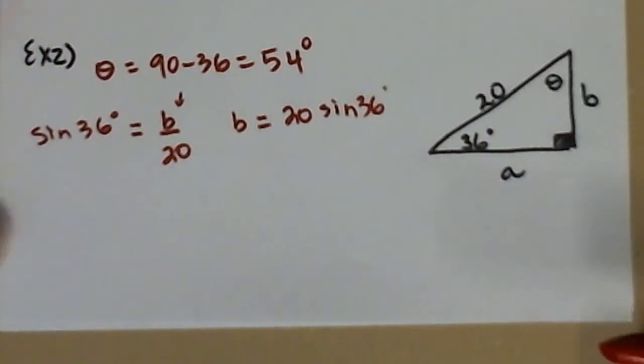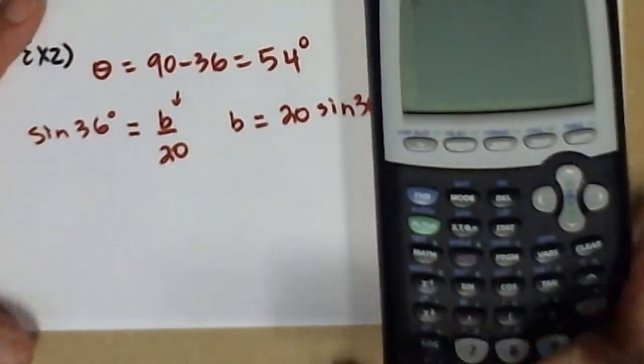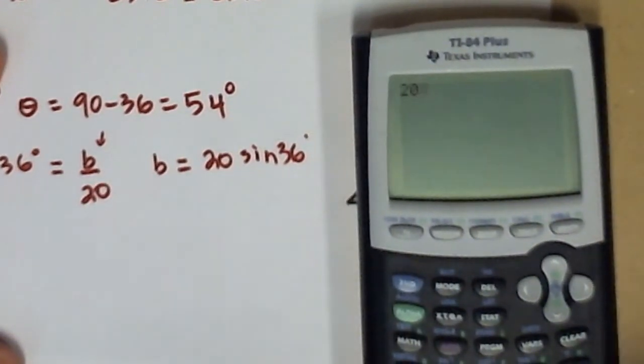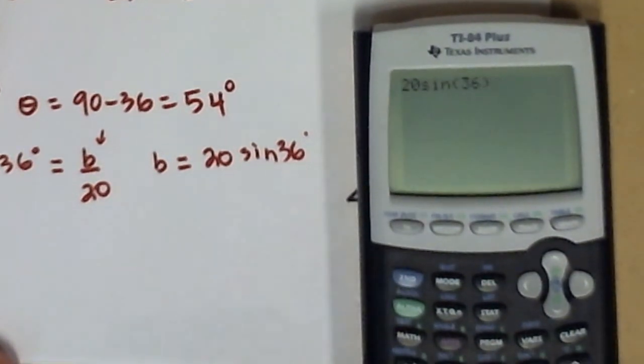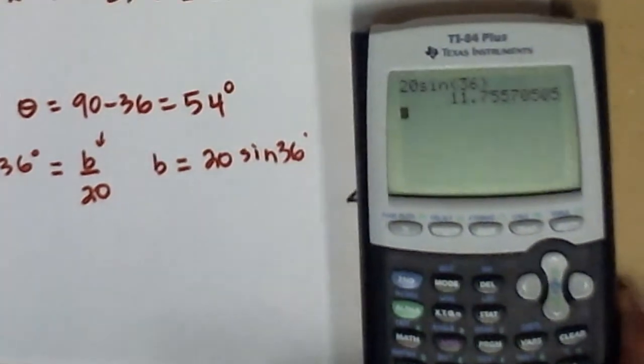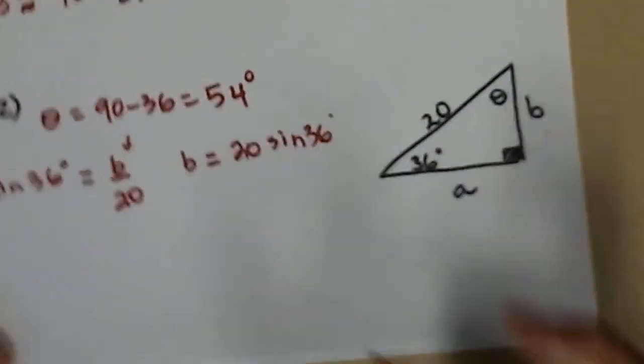So again, make sure your calculator is in degree mode. Go ahead and type it in regular. 20, oh, not inverse, just regular. So times the sine of 36. 11 point, oh, that doesn't round nicely anywhere. I guess 11.8. Okay, 11.8 for the length of b.